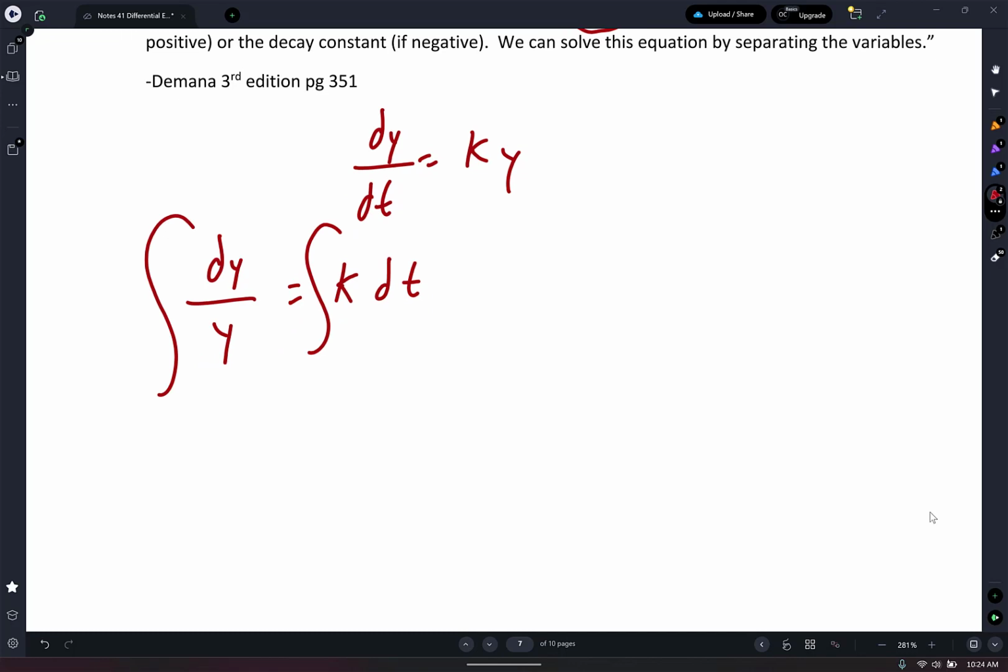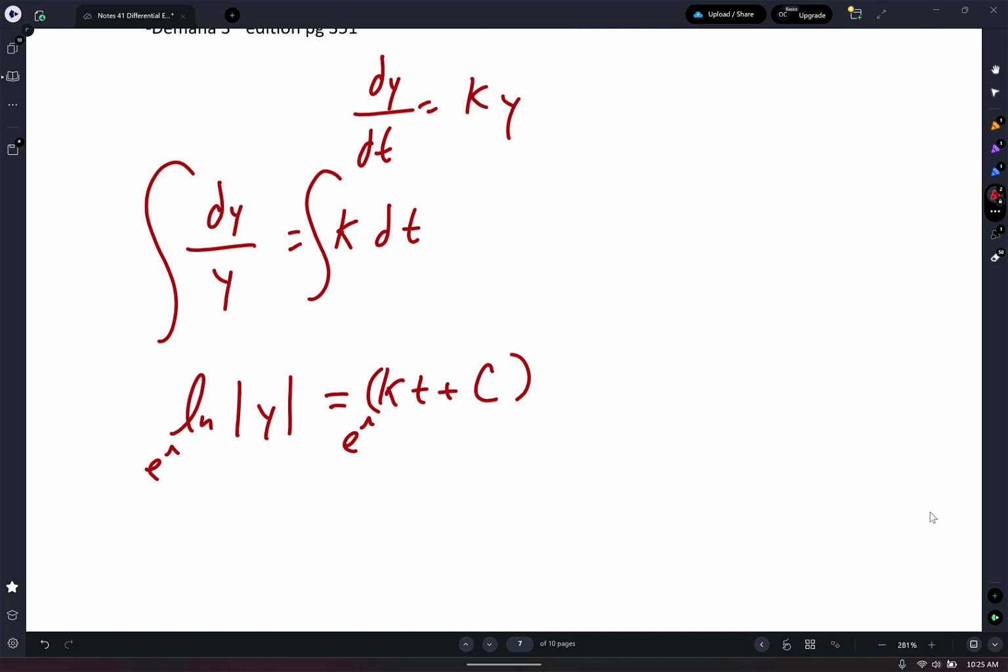So the one on the left is just what? ln absolute value of y equals kt plus c. Are we still okay? Yeah, k is a constant. I'm going to solve for y. e to the whole shebang. So I have absolute value of y equals e to the kt plus c.